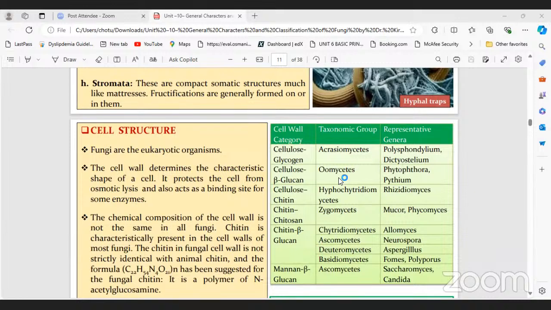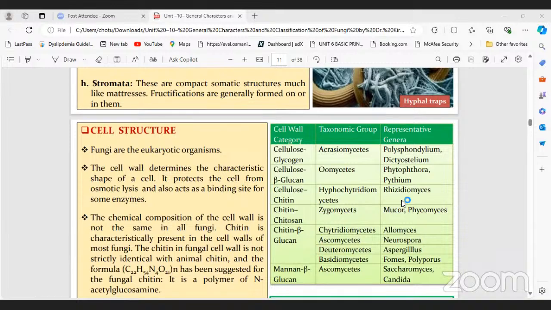Another one, the Oomycetes group. In Oomycetes, the cell wall is made up of cellulose and beta glucan. The representative genera are Phytophthora, Albugo, and Pythium. Next one, Hyphochytridiomycetes, Hyphochytriaceae. The cell wall is made up of cellulose and chitin.